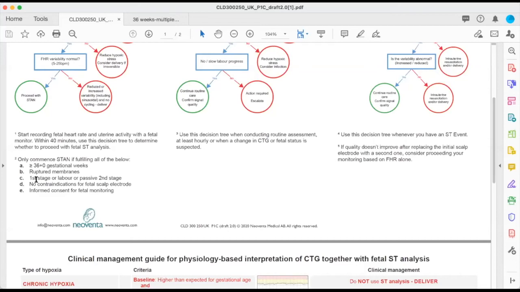So we need to establish that this baby is in a steady state. If the baby's state is changing, we can't really get a baseline for this baby that is reliable. So that's why we don't use it unless she is in first stage. We need to make sure that the baby is stable at that point, or in passive second stage. So even if she's fully dilated, that's fine as long as the baby is, again, at a stable state.